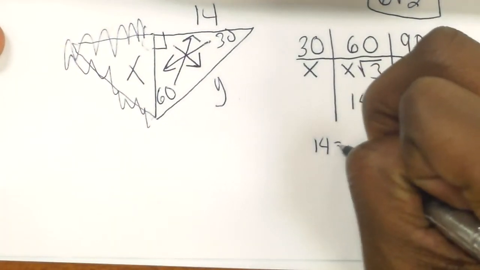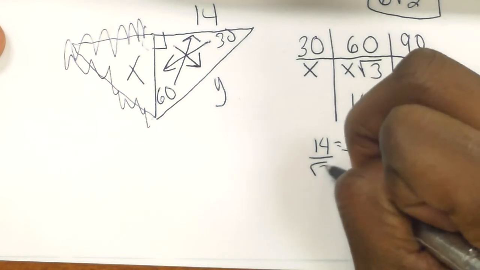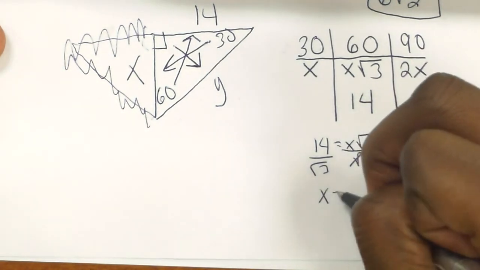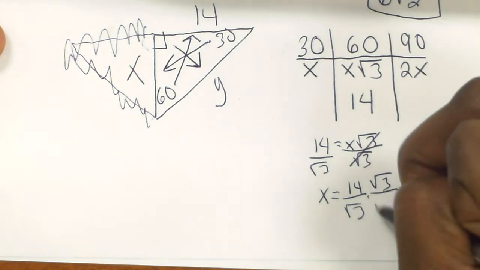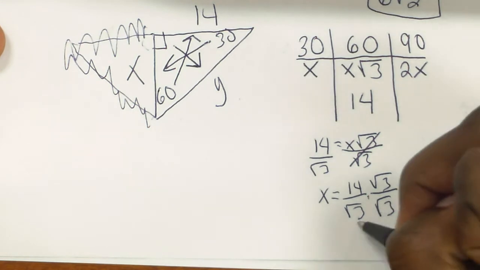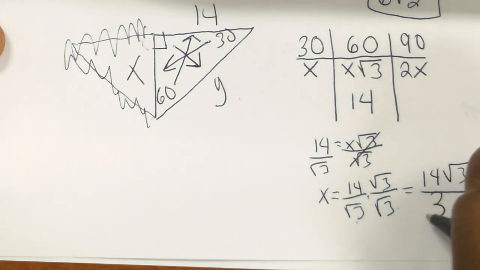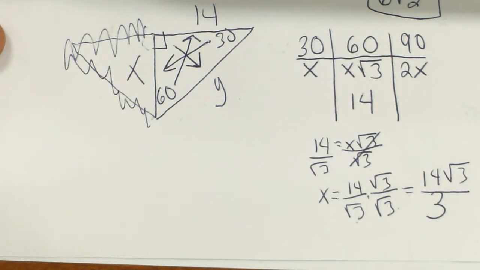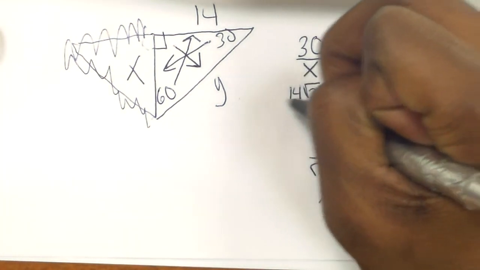So we have 14 equals x radical 3. Divide both sides by the square root of 3. That cancels. We get x equals 14 over radical 3. We're going to rationalize, and so it's equal to 14 radical 3 over square root of 3 times square root of 3, which is square root of 9, which is 3. And so that is how much x is equal to in number 60. Everybody got it? So this answer is 14 radical 3 over 3.